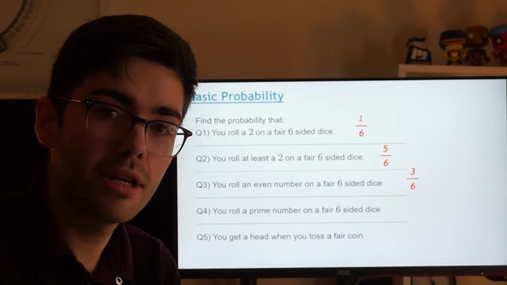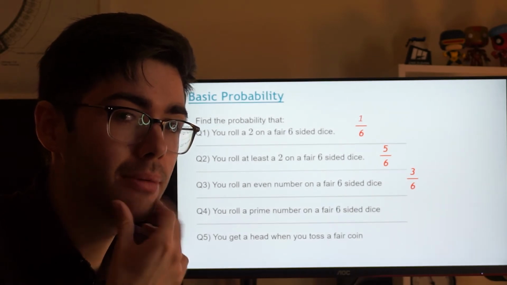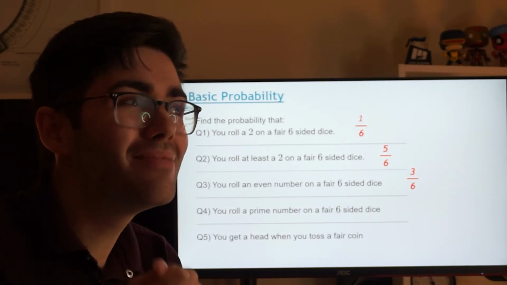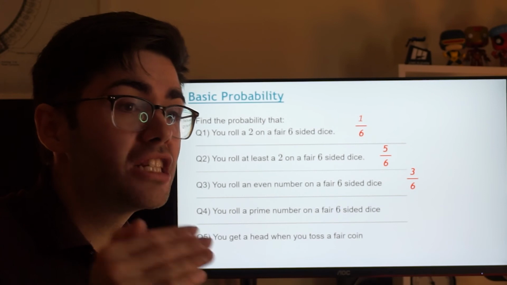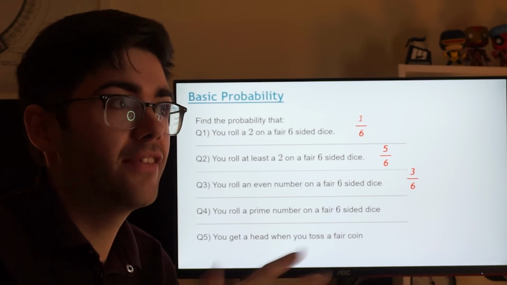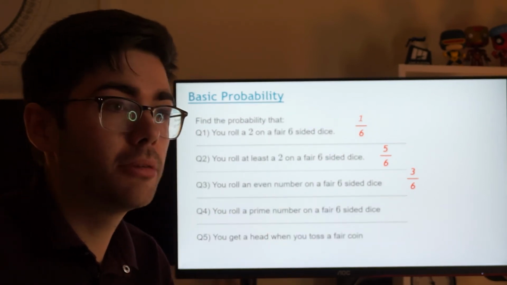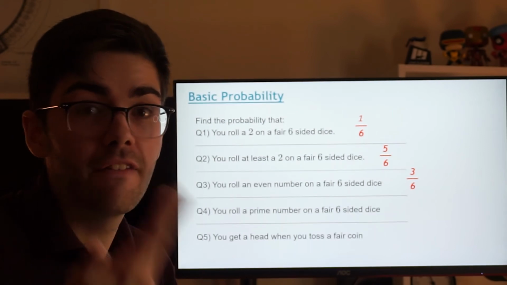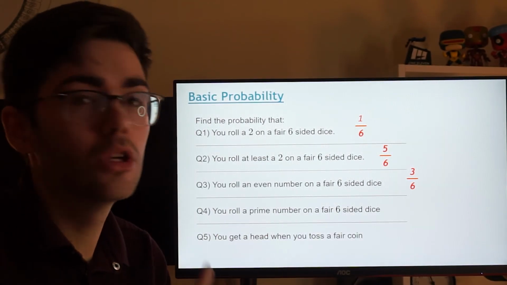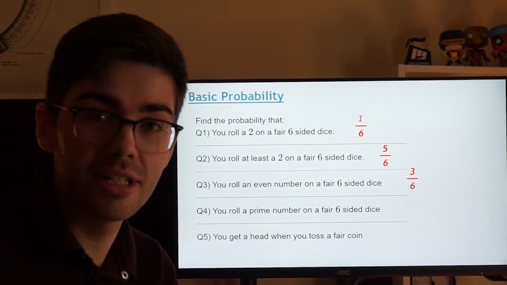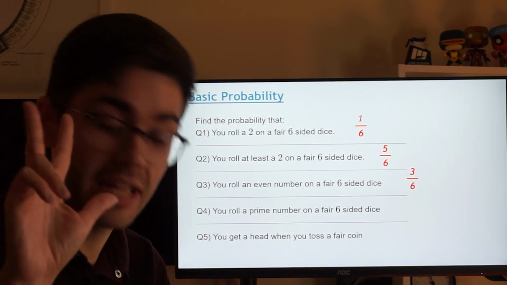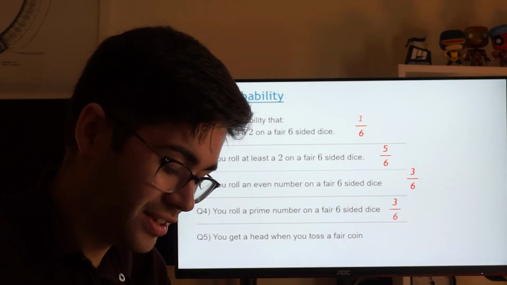You roll a prime number. What's a prime number? Who knows? A prime number is a number that can only be divided by itself and 1. It doesn't have anything else that goes into it. Examples are 2, 3, 5, 7, 11. Not all of those are on a dice. The ones that are on a dice would be 2, 3 and 5. Again, 3 options out of 6.